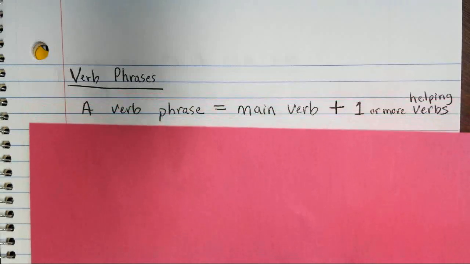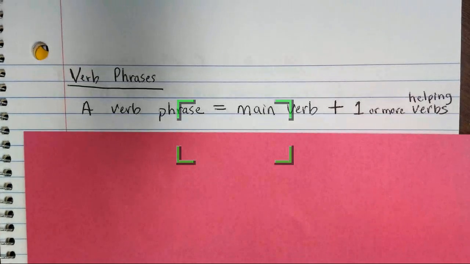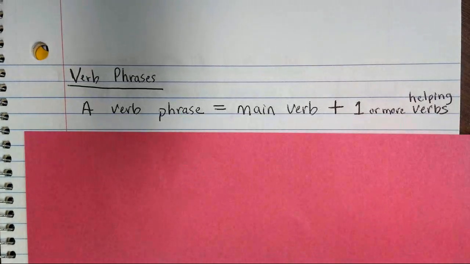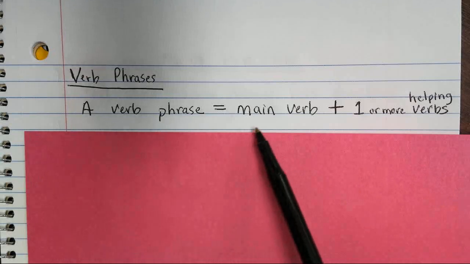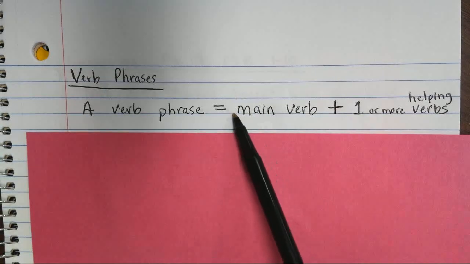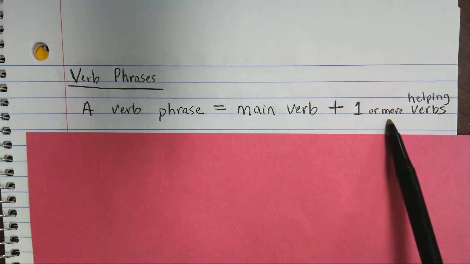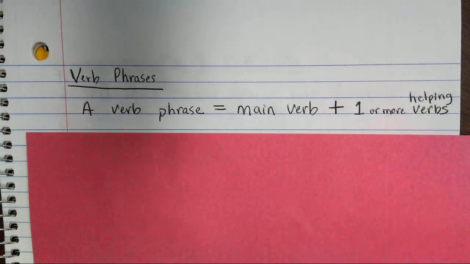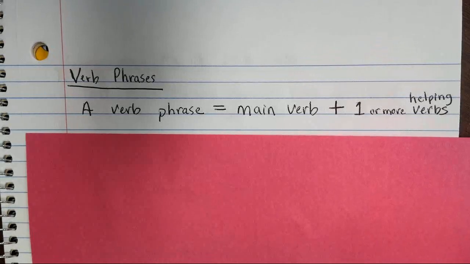So a verb phrase, and you'll want to go ahead and copy this down, a verb phrase equals the main verb, which we learned in our last lesson, plus one or more helping verbs. So let's go ahead and get started and take a look at this.